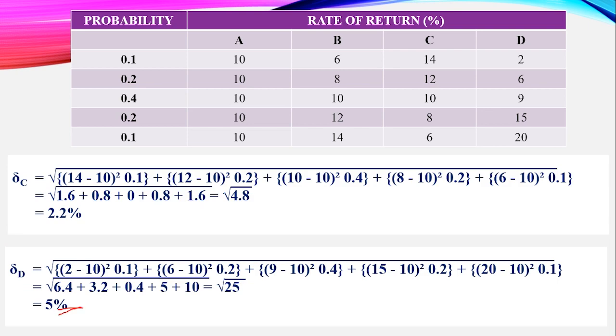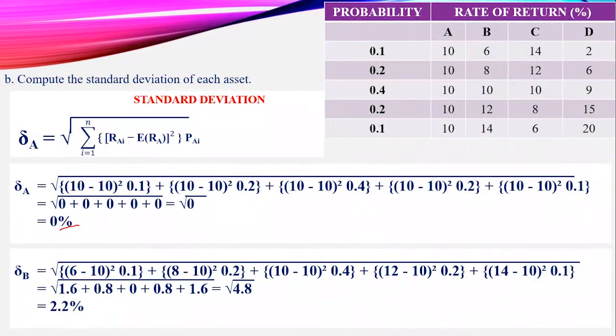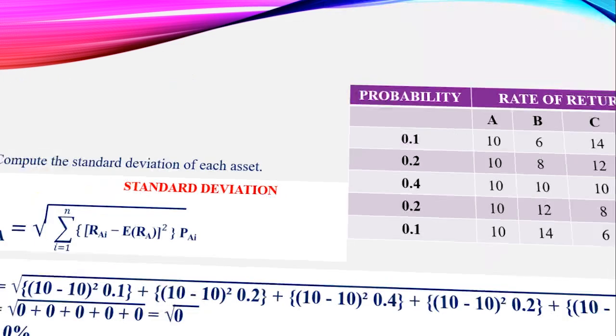So what does that tell us? It is more risky to invest in asset D than investing in all the other assets, because asset D has a risk of 5%, asset C has a risk of 2.2%, asset B has 2.2%, then asset A has no risk at all. Why could that be the case? Look at asset A. The rate of return is the same all through. But if you look at this, the rates of return are changing, right? And that is why maybe the risk is also increasing with that. So that is it on that particular case.